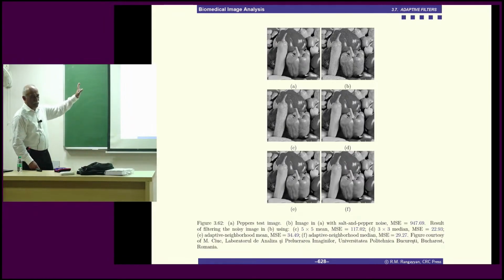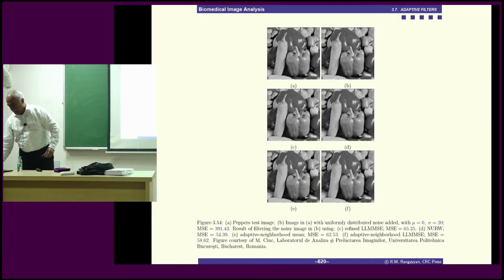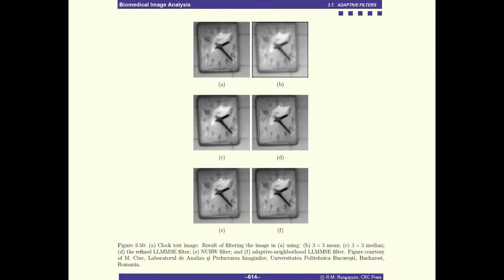And there is a table of mean squared error values. I won't go through that table. It's not necessary. There are a few other examples where multiple methods have been compared. The clock image, you have B is 3x3 mean, 3x3 median, refined LLMSE, the noise updated repeated Wiener filtering, and the adaptive neighborhood LLMSE filter. So in this way we compared and did an analysis.